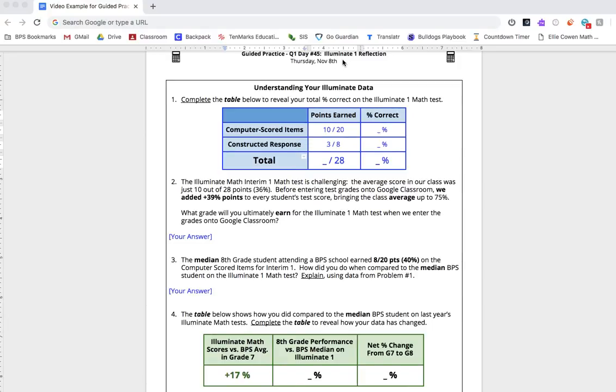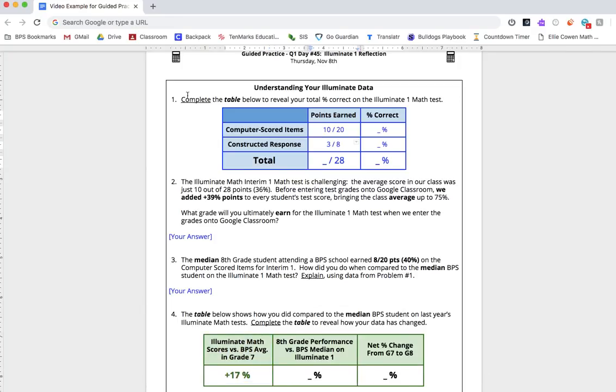This video will guide you through the first part of your Illuminate reflection today. Specifically, we're going to focus on how you can understand your Illuminate data. Here we have a sample student that's going to look like what you all see. They have 3 data points filled out already, these 2 points about computer scored items and constructed response, and what we'll get to later, how they were scoring in 7th grade on these Illuminate tests.